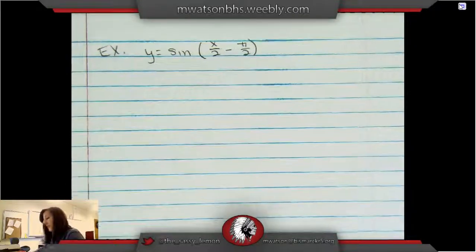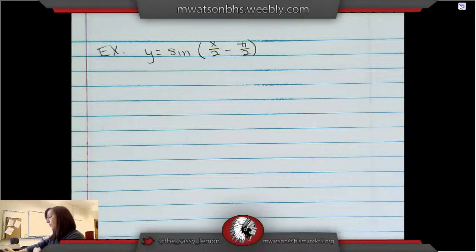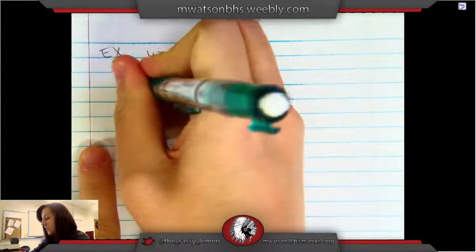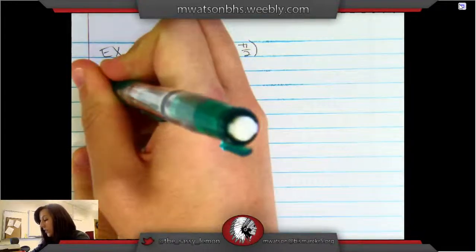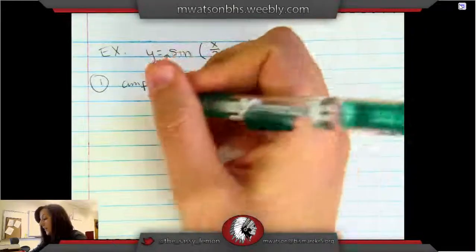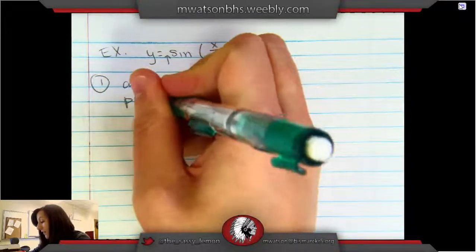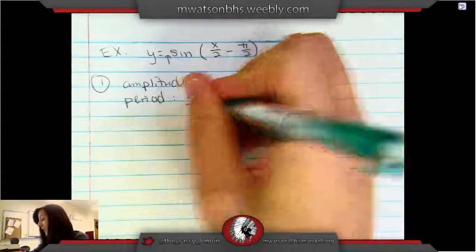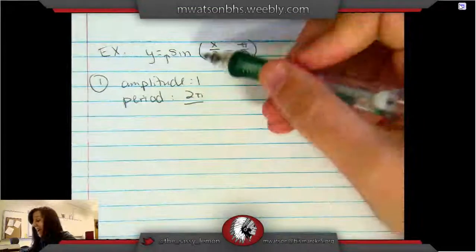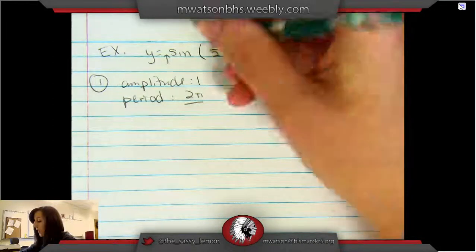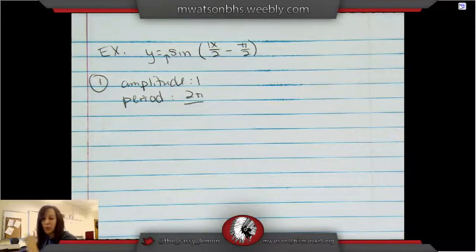So before we even start, I'm just going to identify the things that have changed from the parent function. So first of all, we can see that the amplitude is just 1. So that's not going to change. And then I'm looking over here in my foldable. I also need to identify my period. And in my notes it says 2 pi over b. Well, what is my b here? It's not 2. Okay? What is being multiplied to my x? 1/2. So be careful about that.